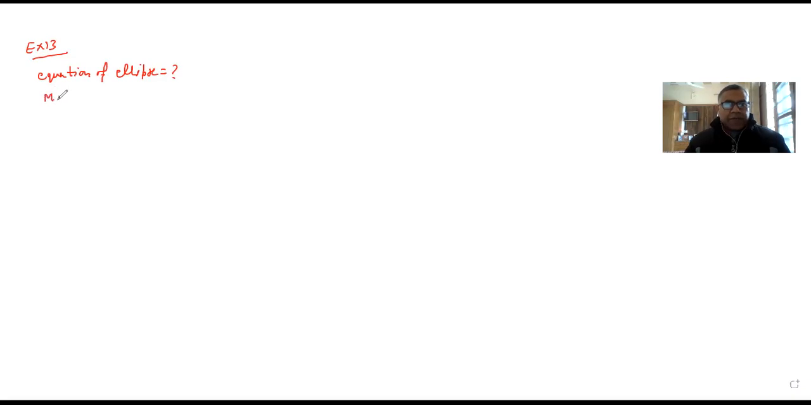So he has given me the major axis along the x-axis, and passing through the points (4, 3) and (-1, 4).